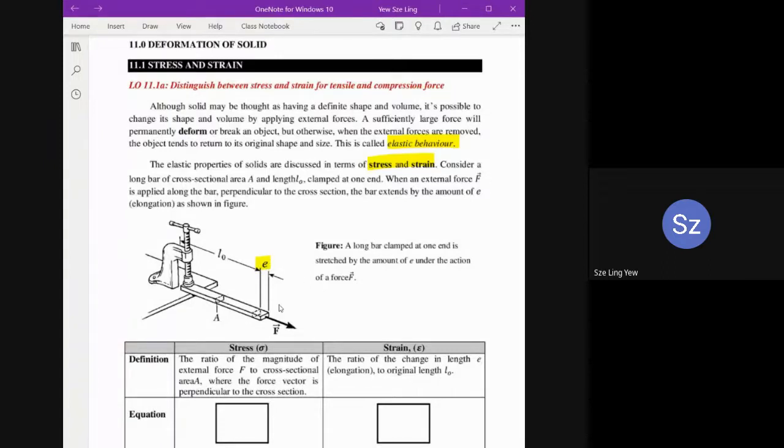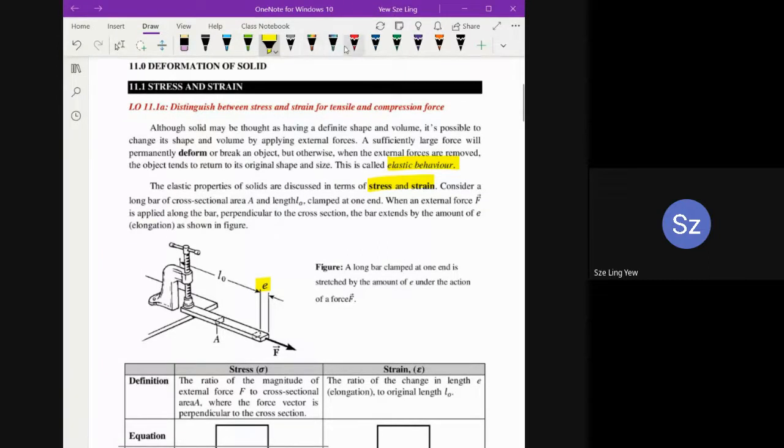So elongation is also the extension of the solid object. The figure shows a bar clamped at one end and stretched by an amount of E. So this E is not your electron, it's not your elementary charge, it's the elongation. Okay, don't get the wrong idea. Sometimes students substitute the wrong value because in the list of formulas you also have this E, but that E is known as the elementary charge, the value of the charge.